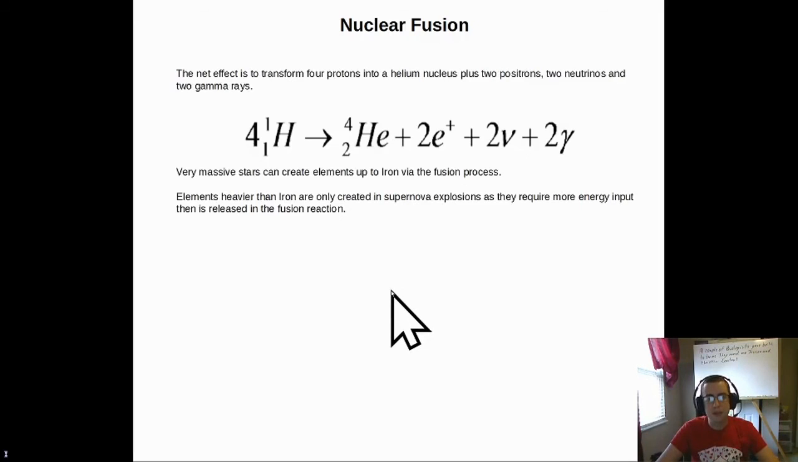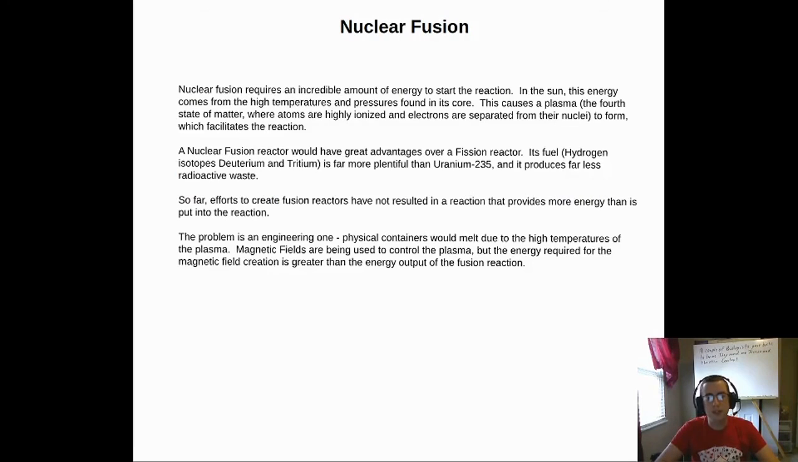And so net-wise, we start with 4 hydrogens and we end with a helium, 2 positrons, 2 neutrinos, and 2 gamma radiation. And again, really, really big stars that have enough energy can create elements up to iron through this process. But anything bigger than that requires more energy to put in than is gotten out. So that's what triggers the end for stars.